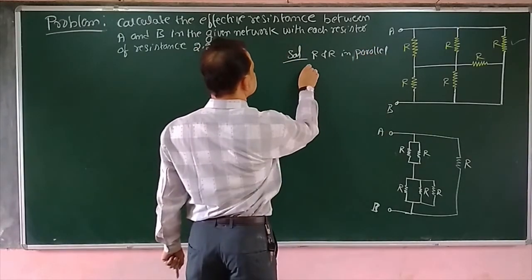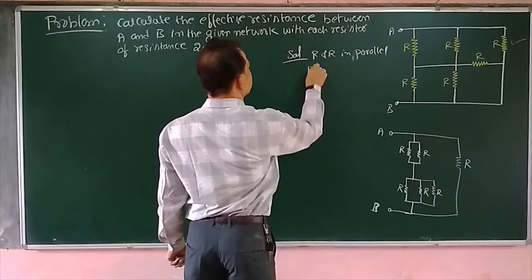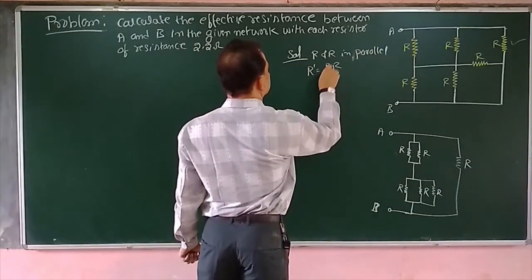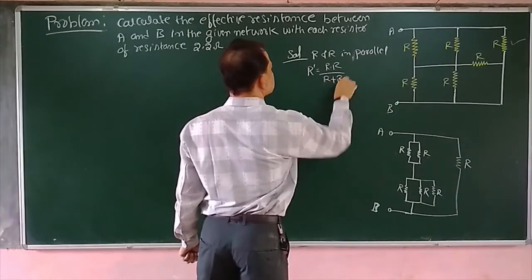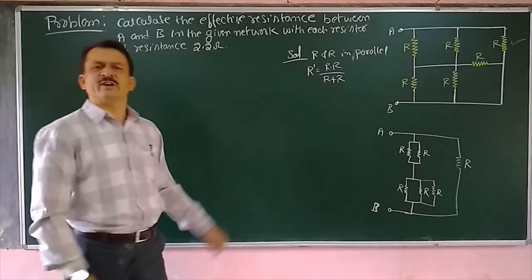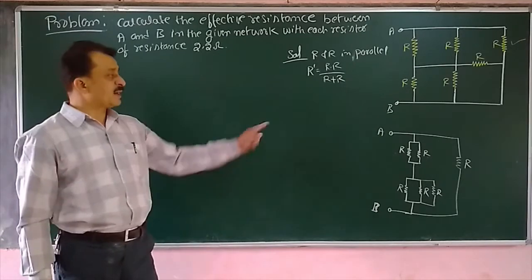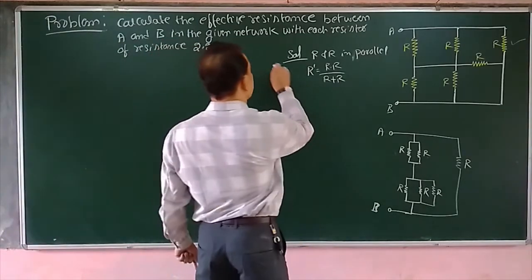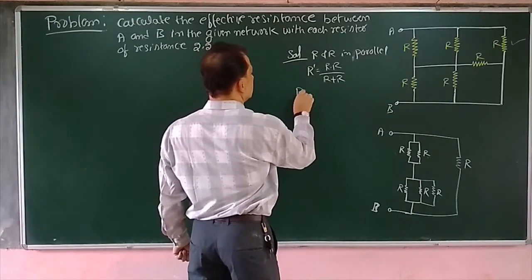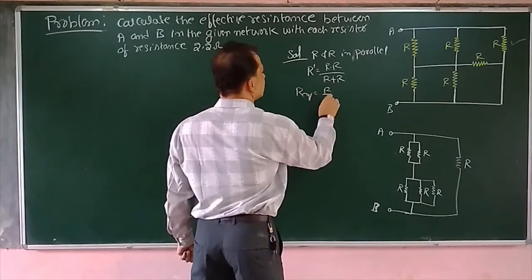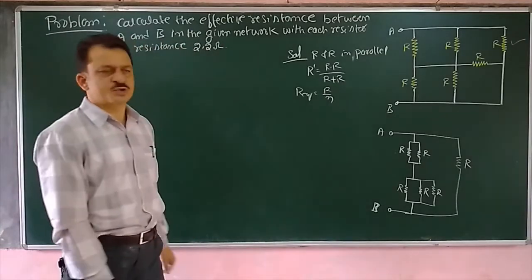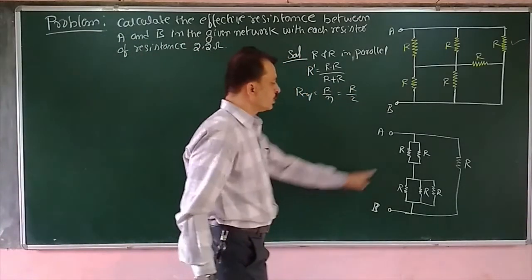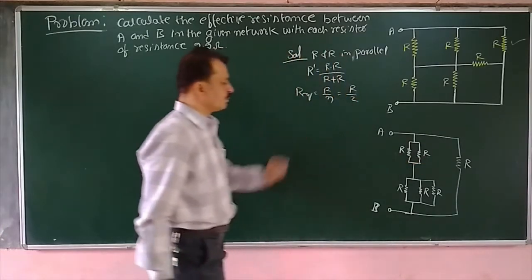Therefore, what is their equivalent? If I write it as R dash, this is R into R divided by R plus R. Since the resistors are equal, we can make use of the formula in parallel combination. If n resistors are in parallel, we have R equivalent is equal to R by n. That formula we can directly use. R by n, so it is R by 2. Now their equivalent is R by 2.